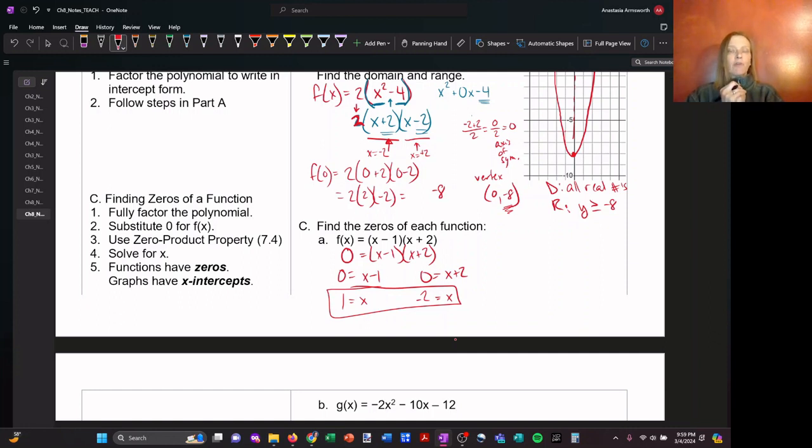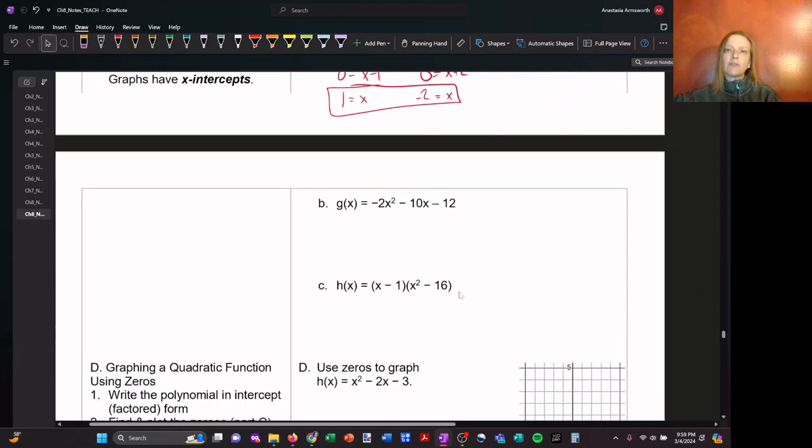So the process is fairly straightforward if the function is pre-factored for us. What if we need to factor the function ourselves? In this example, for g of x, this is not a factored function. You cannot use the zero product property unless you have a multiplication problem. This right now, this polynomial is an addition-subtraction problem. So we need to factor this out into its factors as much as possible till it's fully factored.